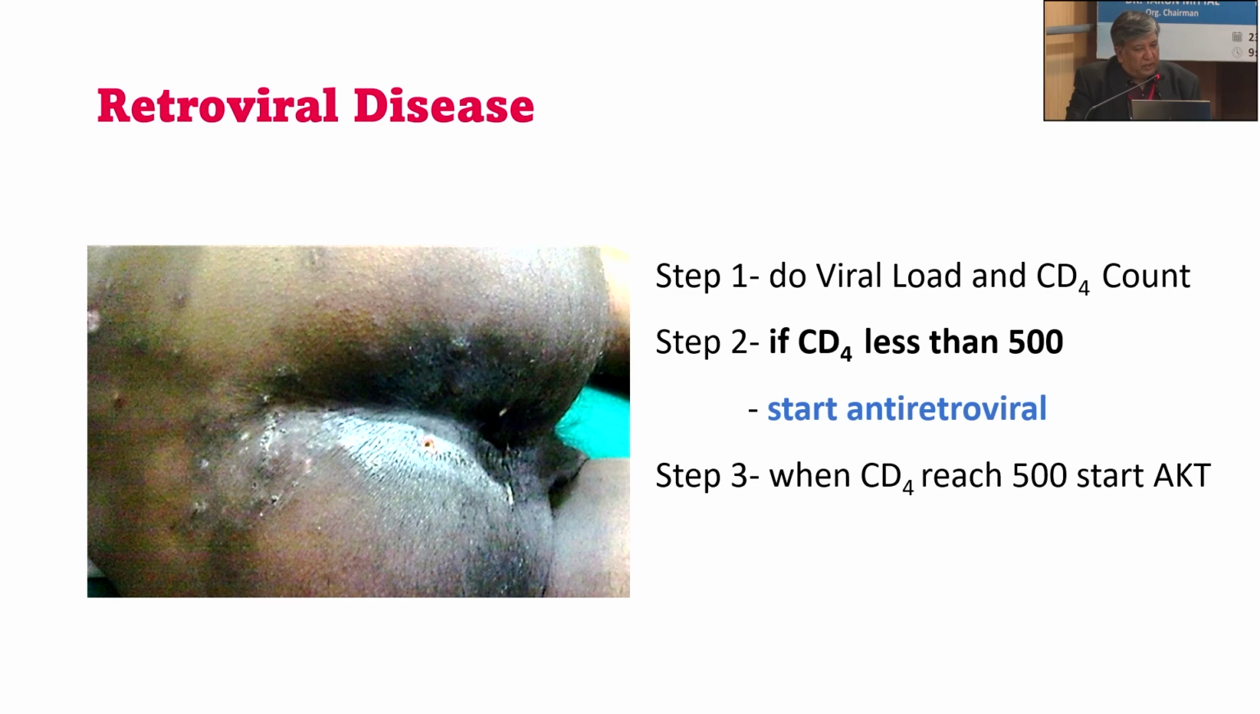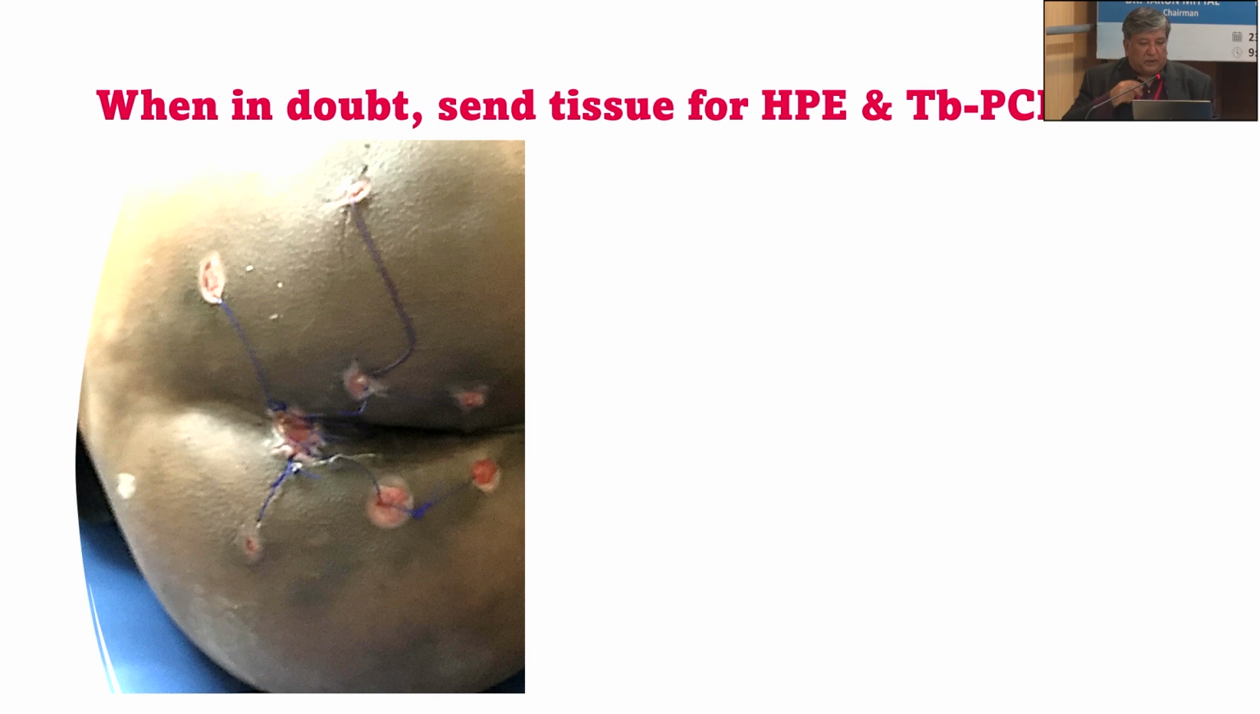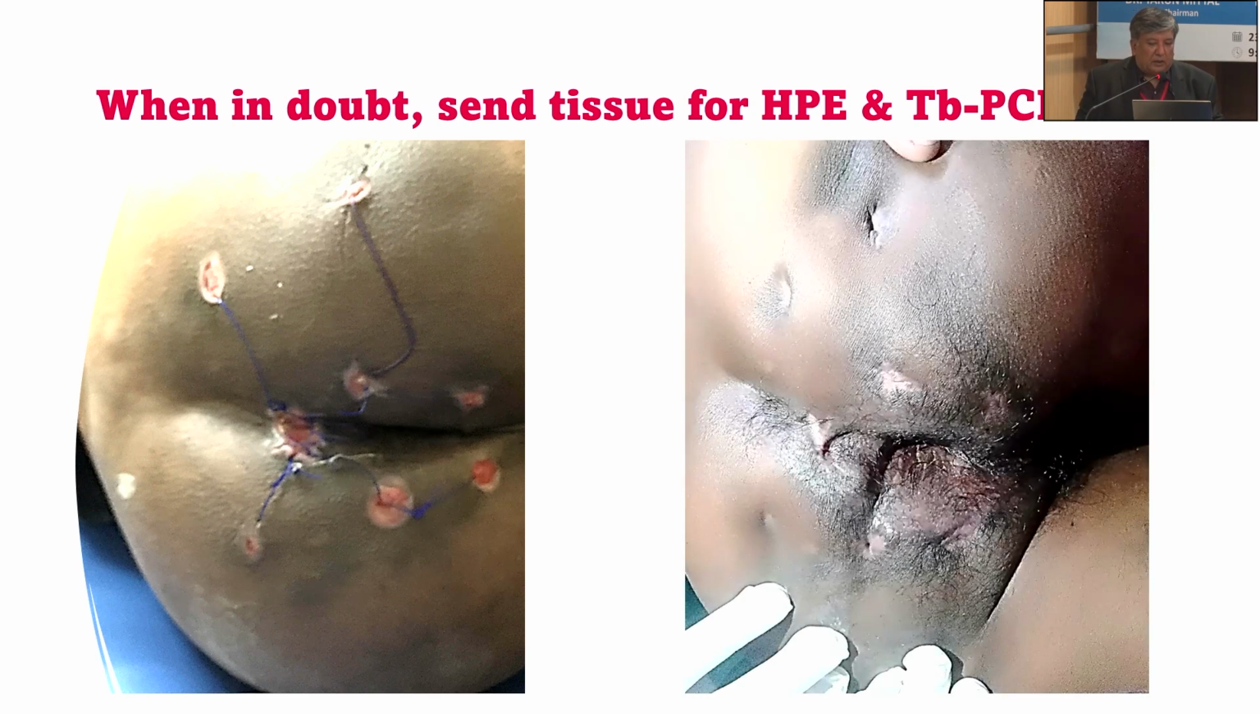So if you have a retroviral disease, naturally, if the CD4 count is less than 500, you've got to start the retroviral treatment. And when it reaches 500, then you start AKT. AKT you cannot start if the CD4 count is less than 500. It is going to be very difficult for the patient. So I didn't know this fact, so I'm putting this fact in front of you. In our conference, this came out, and there are many things in the literature. Low CD4 counts, treat that till it becomes 500, and that is the point you start AKT. When in doubt, send for histopathology and TB PCR, and they will heal.